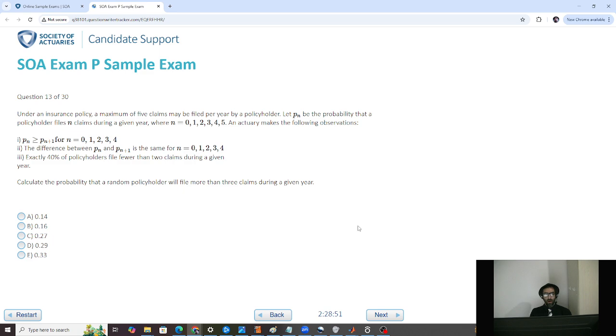Okay. Under an insurance policy, a maximum of 5 claims may be filed per year by a policyholder. Let Pn be the probability that a policyholder files n claims during a year. N is 0 to 5. Actuary makes the following observations. Pn is greater than Pn+1. Okay, so it's a decreasing thing, right? The difference is the same for n equals 0, 1, 2, 3, 4, and 5. 40% file fewer than 2. Okay, here we go.